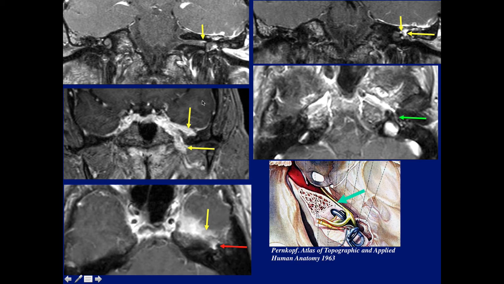So what we have here, this is the greater superficial petrosal nerve, which then went back to supply the geniculate, and from there into the internal auditory canal. And that explains why this patient had several nerve symptoms from this meningioma.